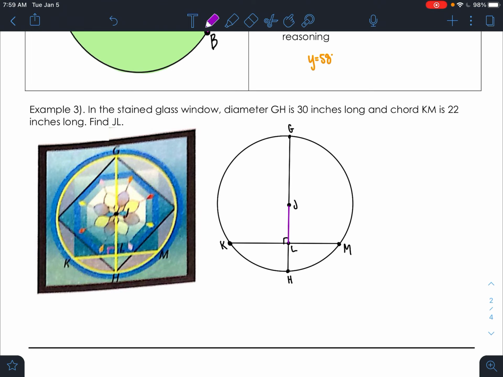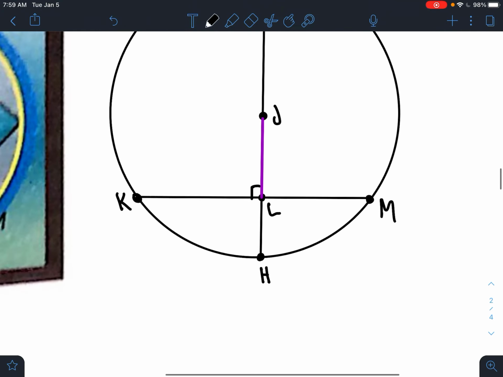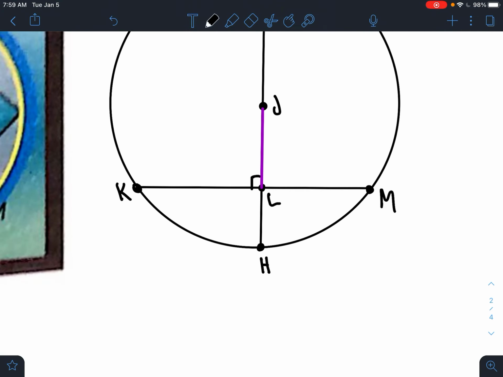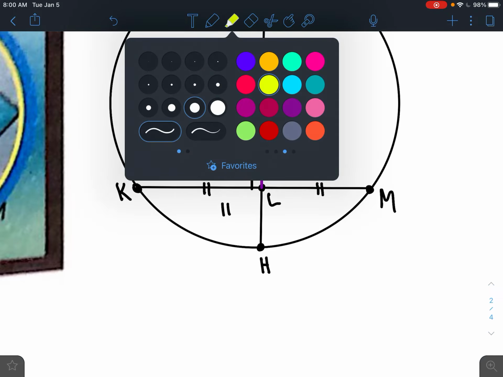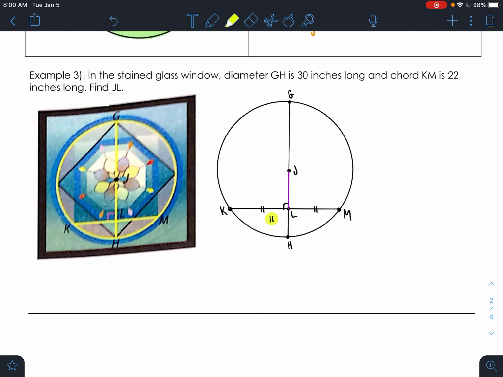Okay. So there's a trick to this, but let's just go ahead and talk about the fact that if we know that chord KM is 22, all right, and we know that the radius is perpendicular to KM, what we know is that these two segments right here have to be congruent. So if all of KM is 22, all right, then KL and LM are both 11. And I'm just going to highlight that so I can see that in there.